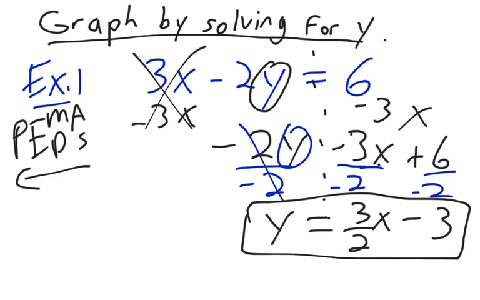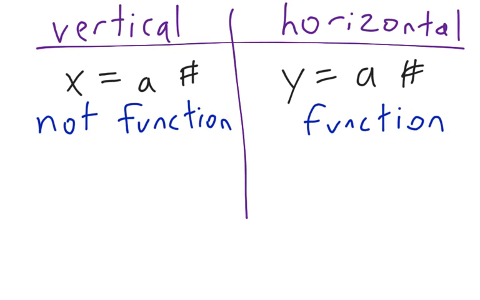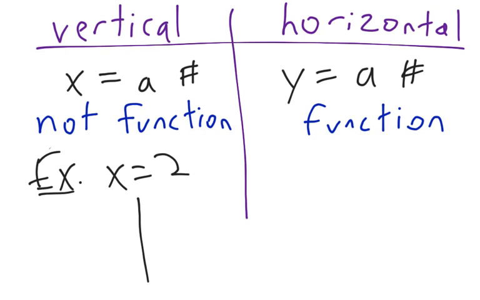Alright, and we have one more thing to do before we're out of time. It's graphing when you just have x equals something and then just y equals something. Alright, so vertical and horizontal. So if you ever have x equals a number, when x equals a number, it's not a function. An example of that would be like x equals 2. And when x equals 2, that means x is always 2, no matter what the y value is.